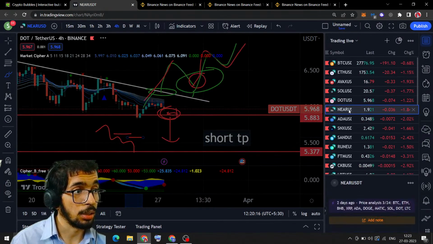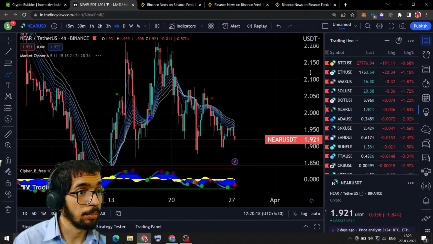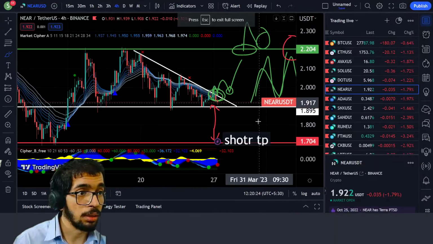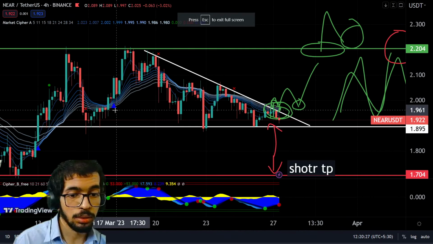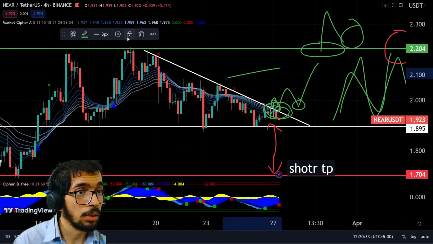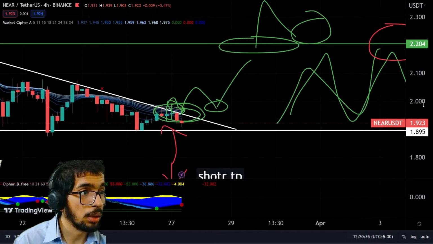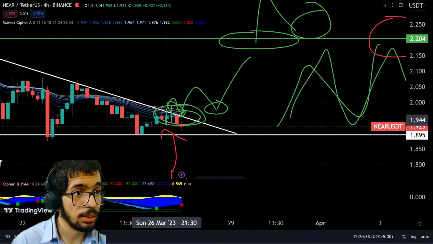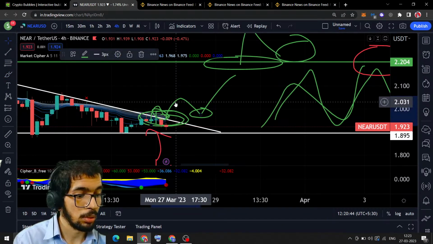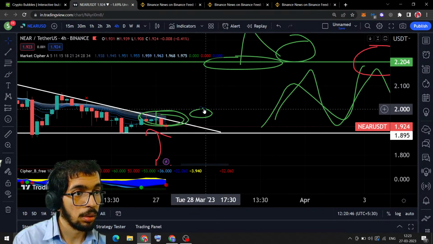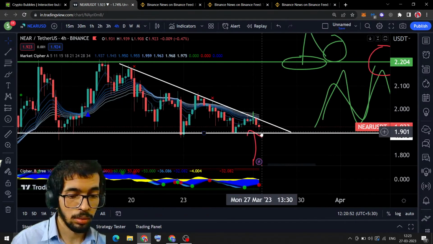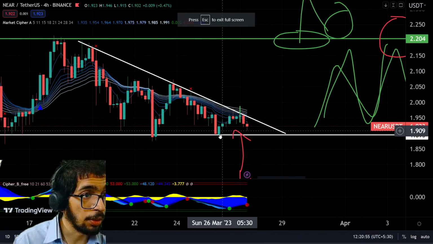Now let's check on the NEAR chart. Okay, so NEAR is not breaking. So this is your bullish one, as it's already there. Here it's in the bullish chart. So bullish is here. So bullish, if it breaks this support, same as last time.